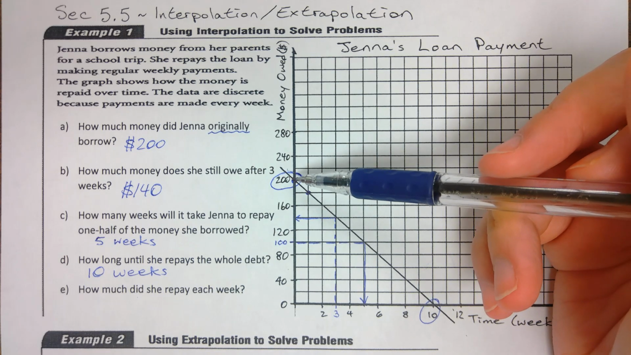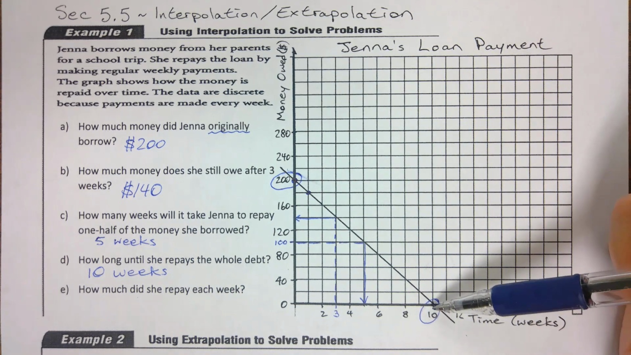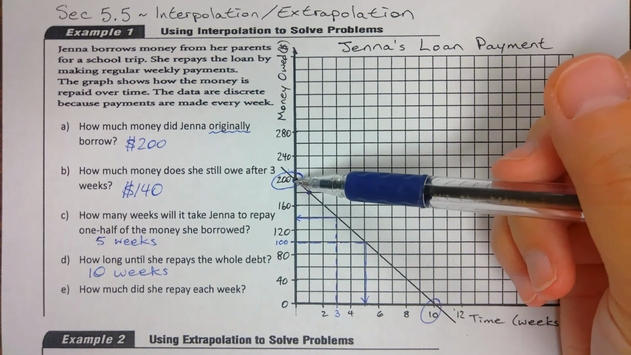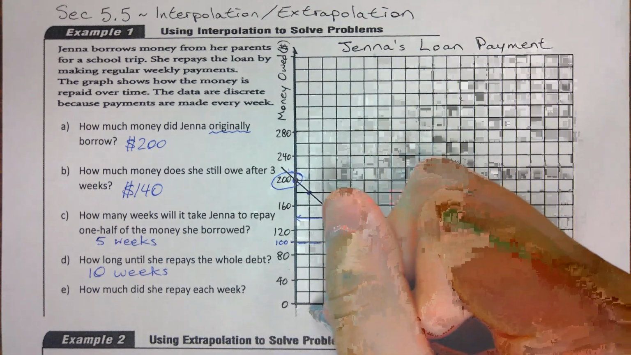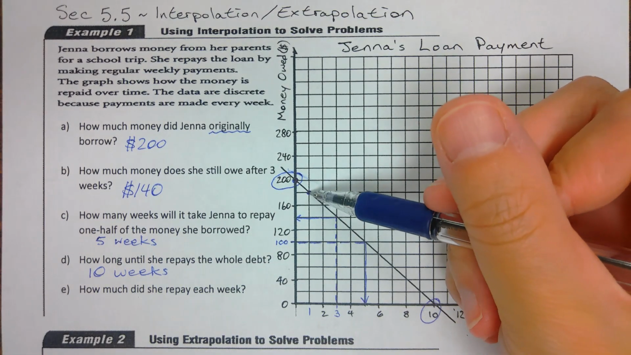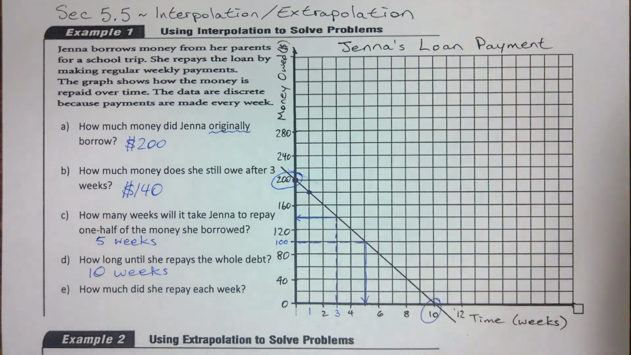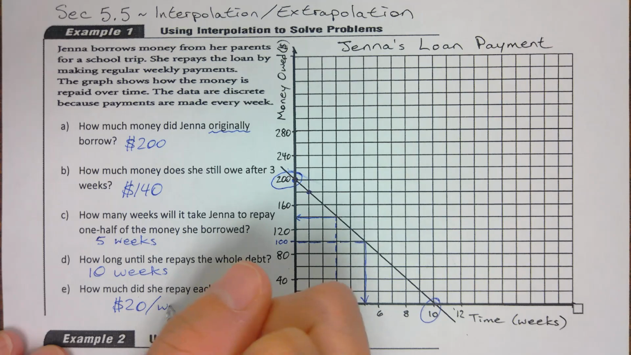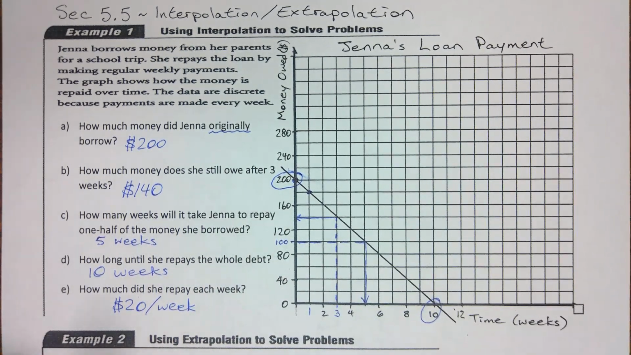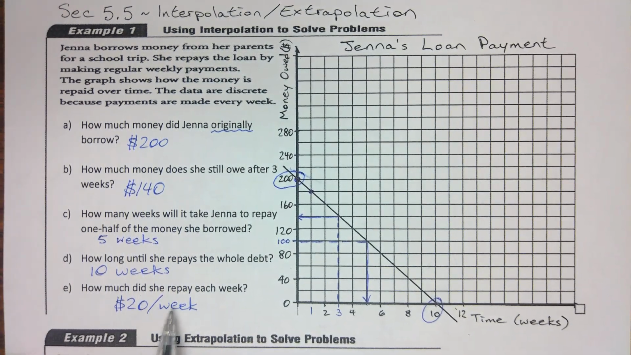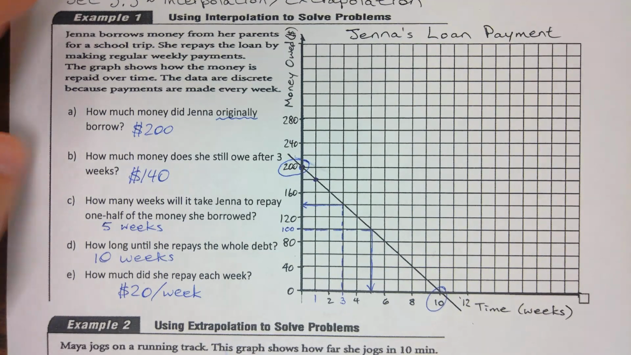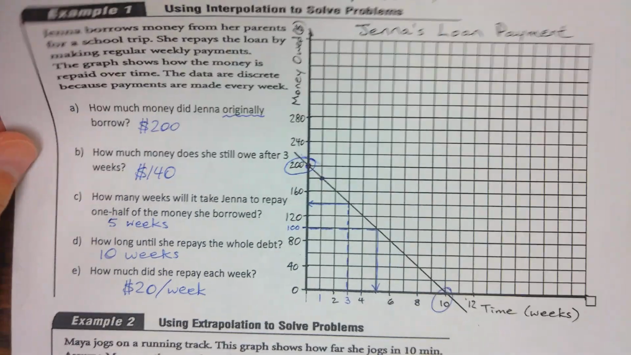She borrowed $200. It took 10 weeks to repay everything. So it does mean she paid $20 a week. Another method you can see is after 1 week. After 1 week, it's at 180, which means it's going down by $20 every week. So $20 per week. Don't forget your unit right here. Remember unit rate? We talked about it. Unit rate has 2 units, so $20 per week. Okay, nice and easy?